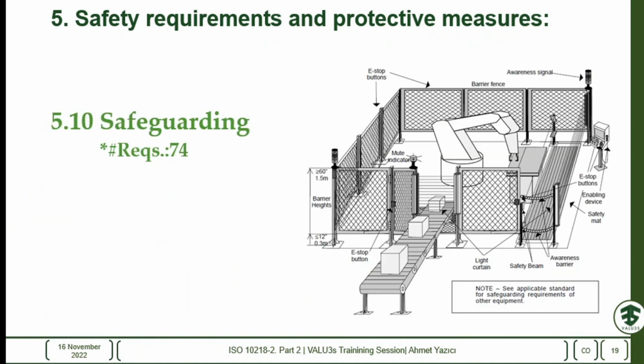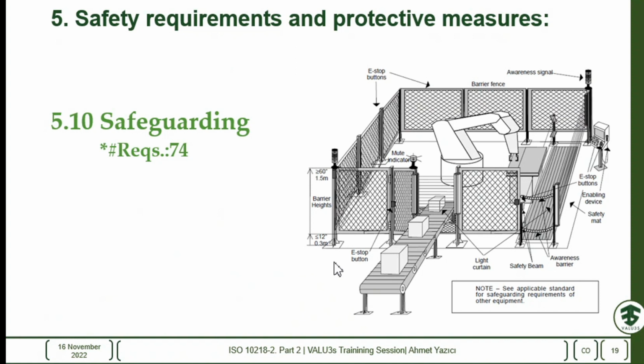So let me go on. In this standard, there is another subsection about safeguarding. There are 74 requirements, but since we have limited time, I will mention some of them. A typical safeguarding system can be seen in the picture. There are some mechanical parts, light curtains, or e-stops.